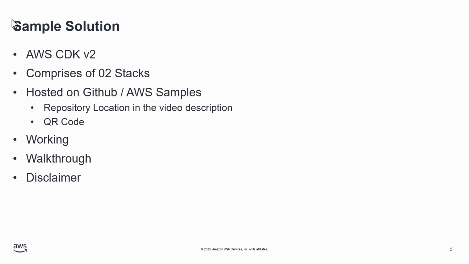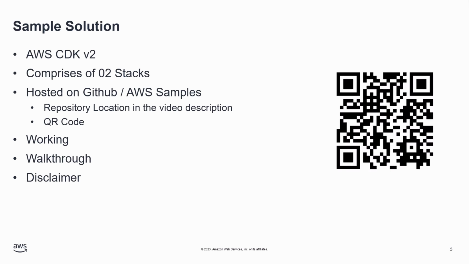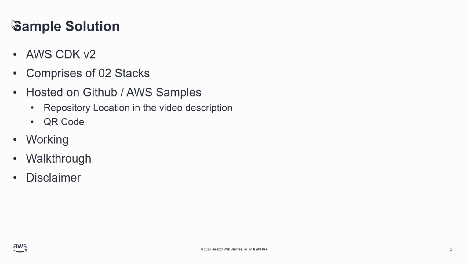This sample solution is developed using AWS Cloud Development Kit version 2, also known as CDK v2, and comprises of two stacks. You can find this solution on GitHub under AWS Samples. Link to the repository is in the video description. Alternatively, you can also scan the QR code. Then I'll briefly go through the working of the solution so that we have a general idea of how the solution works, and then show a small demo.